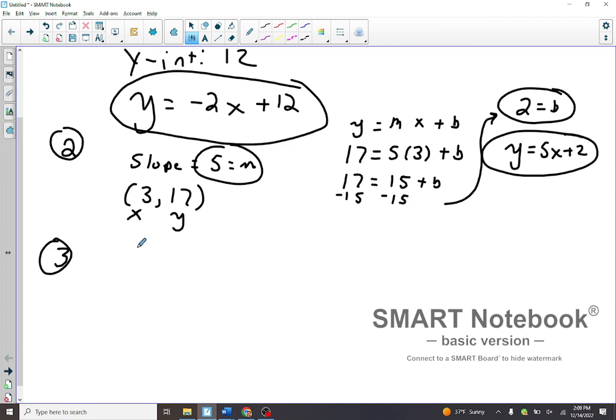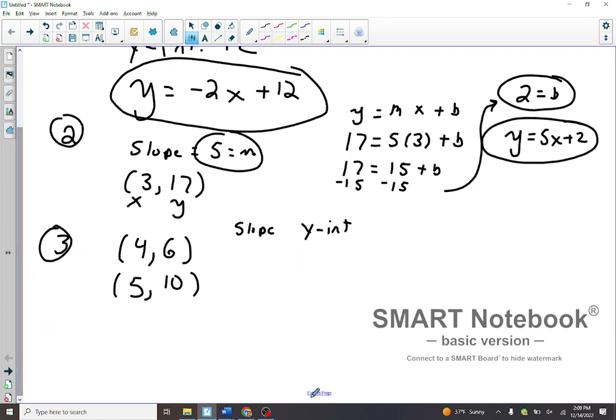Number 3, 4, 6, 5, 10. In this case, I give you 2 points. So you're missing both a slope. I need to find a slope, and I need to find the y-intercept. The best thing to do is to find the slope first.